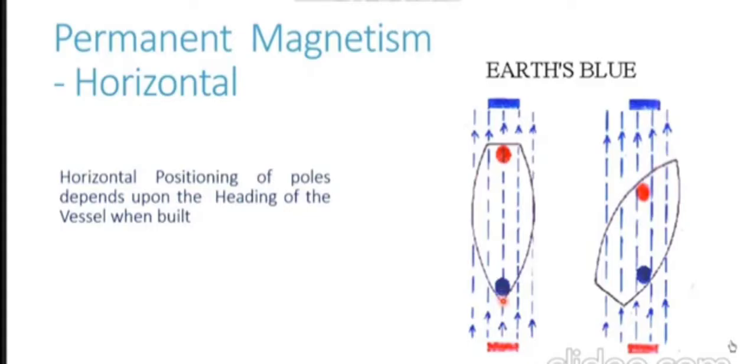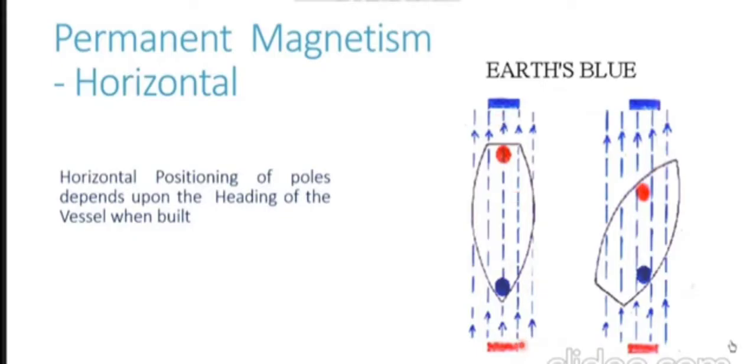Now, if it is being built on a southerly heading, you see a red color pole here at the bottom or at the south. This is basically the south pole or the south magnetic pole of the earth. And you see a blue pole at the top or north of the ship. This represents the north magnetic pole of the earth, which has the blue polarity. And these dotted lines which you see, going from the red pole to the blue pole, they represent the magnetic field lines of the earth.